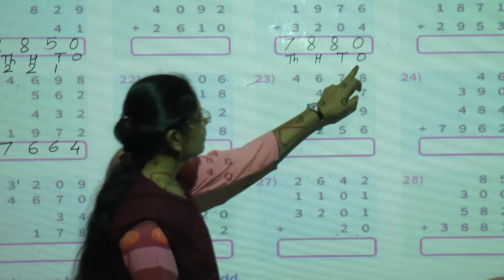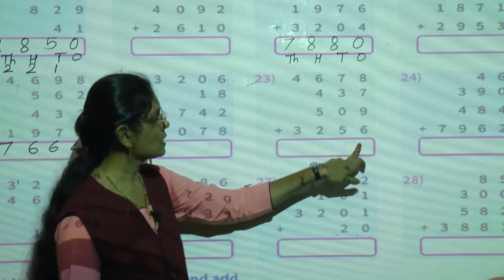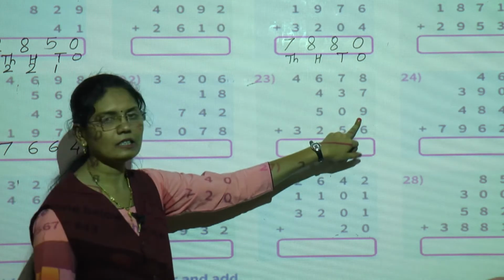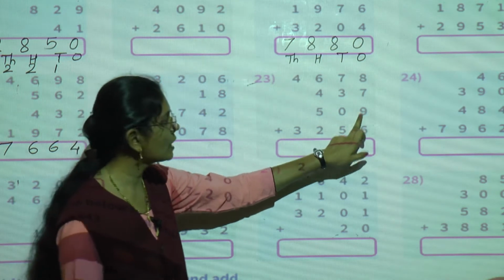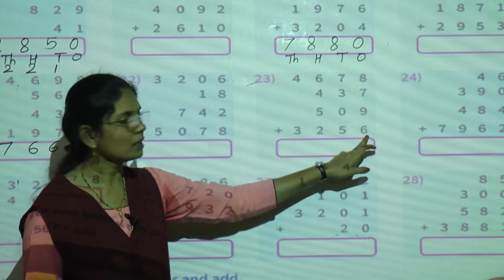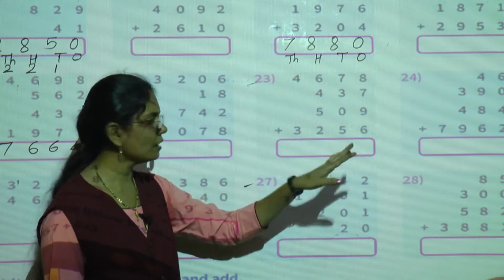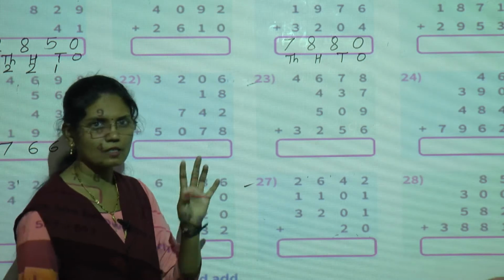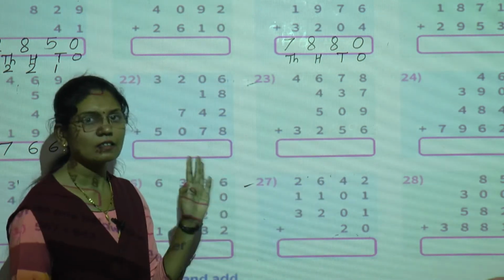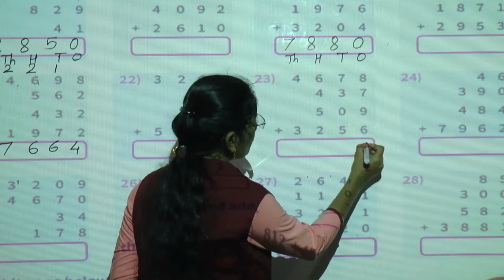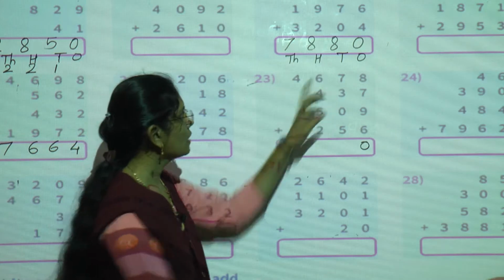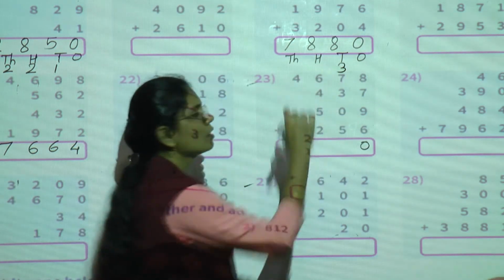again we will start from the ones place. See the ones place. 8 plus 7, 15. 15 plus 9, 24. 24 plus 6 you have to do. Okay, so keep 24 in your mind and show your 6 fingers. After 24 count 6 fingers. 24 plus 6, 30. So 30 ones means 0 ones and 3 tens. So 3 we will give as a carry to the tens place.